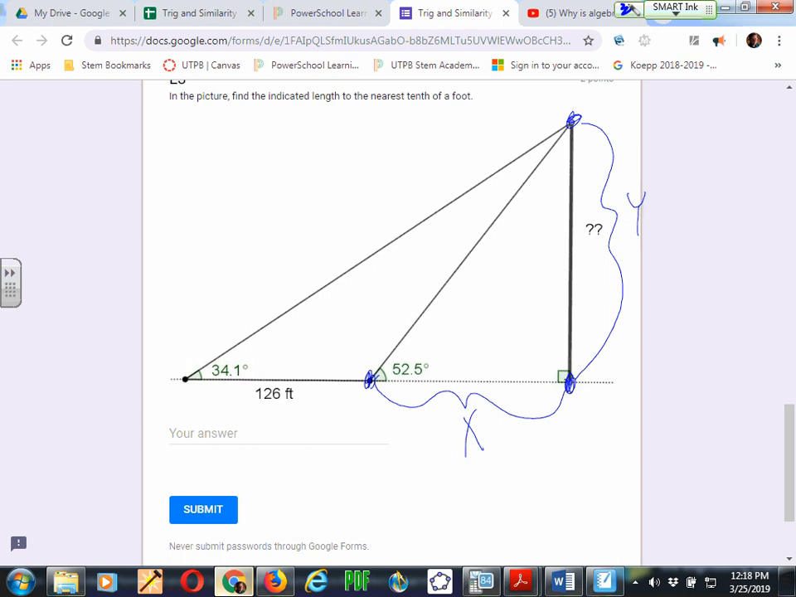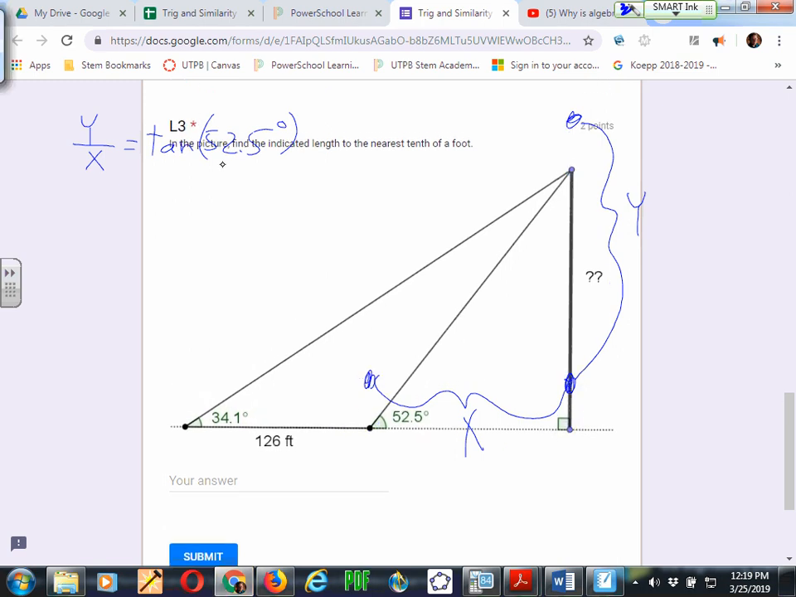So what's a ratio that involves y and x and 52.5 degrees? From the 52.5, the y is which side? Okay, this is opposite. The x is adjacent, so the tangent ratio comes up. If you look back at your notes from those days, one of the things we did is we wrote something like this: y over x equals the tangent of 52.5 degrees. And we probably went through and rewrote that, so I'm going to rewrite that in just a second.